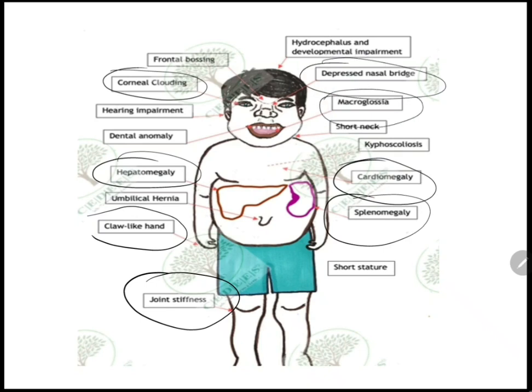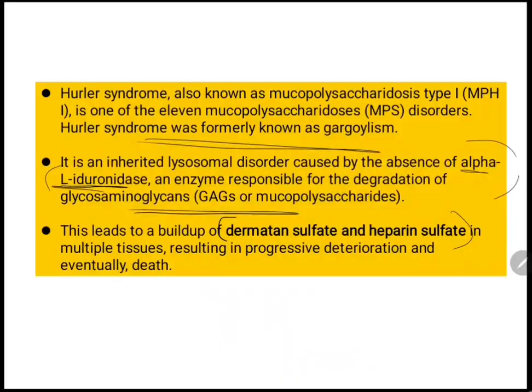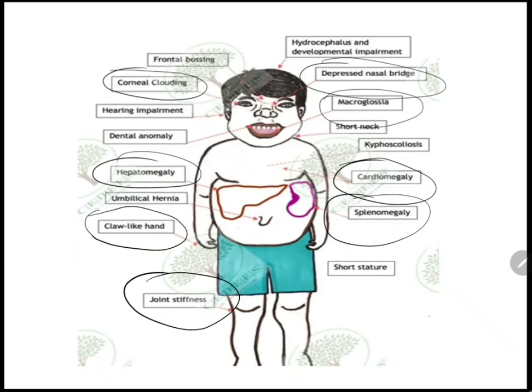These are all happening due to accumulation of these substances, which should ideally have been broken down and absorbed or excreted, but they are not, so they accumulate and result in this. Now, due to the claw-like hands and stiffness of the joints, it was also called gargoylism. So the question was, what exactly accumulates in this MPS1 or Hurler syndrome?